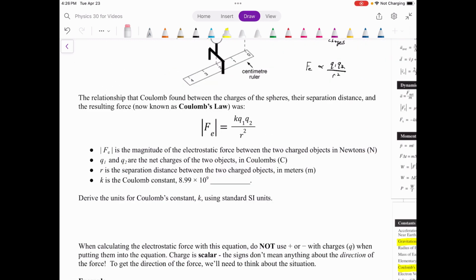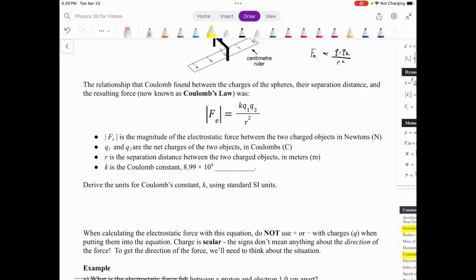So now that we've talked about the relationships, what the electric force actually depends on, which is the charges of the two objects and how far apart they are, let's get to an actual equation. What does the electric force actually equal? Okay, and here it is.